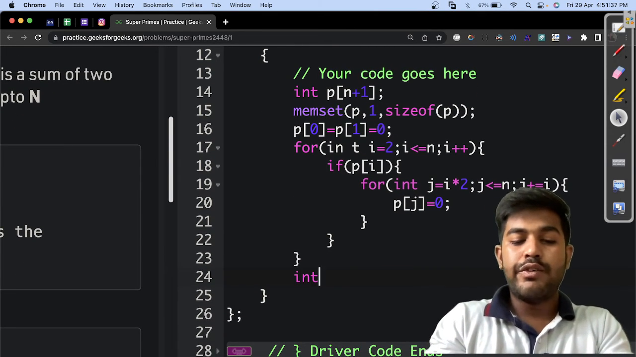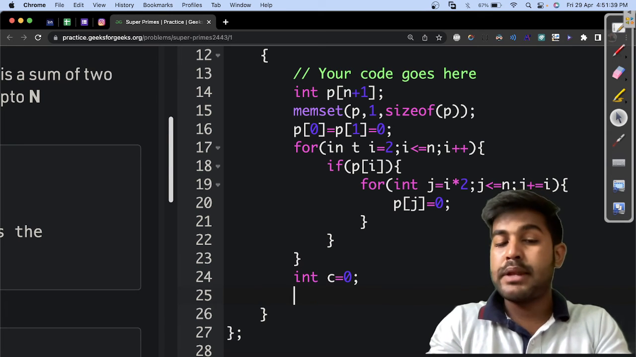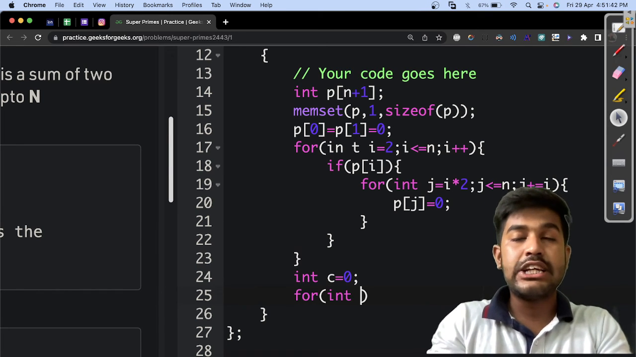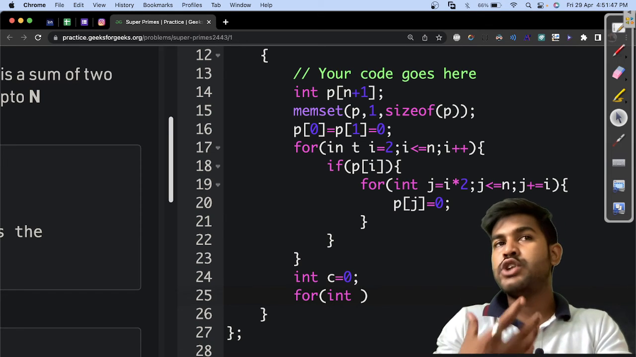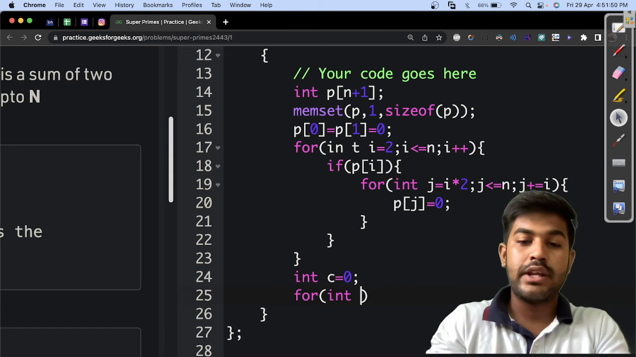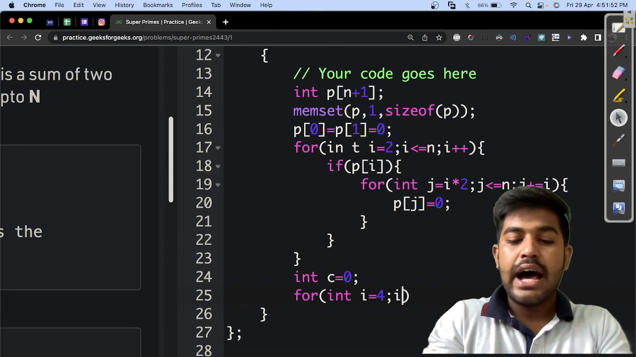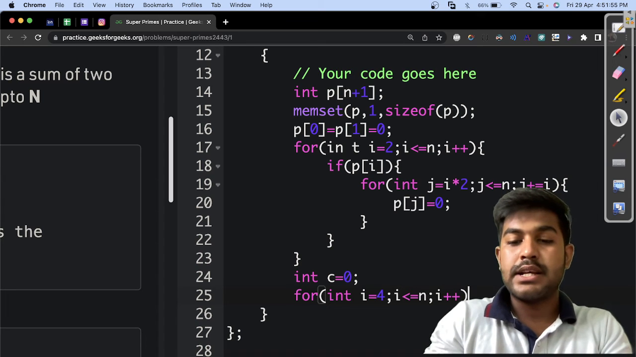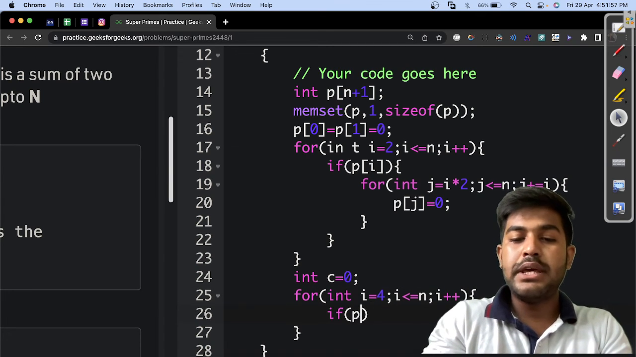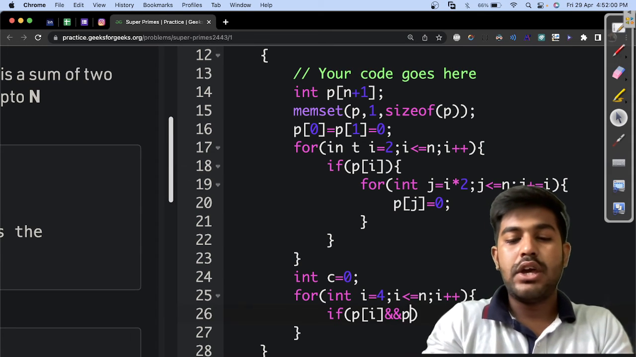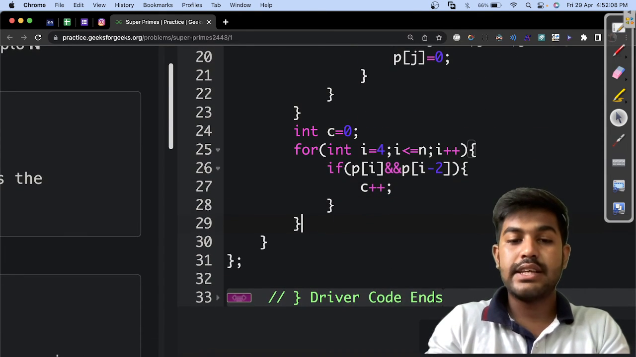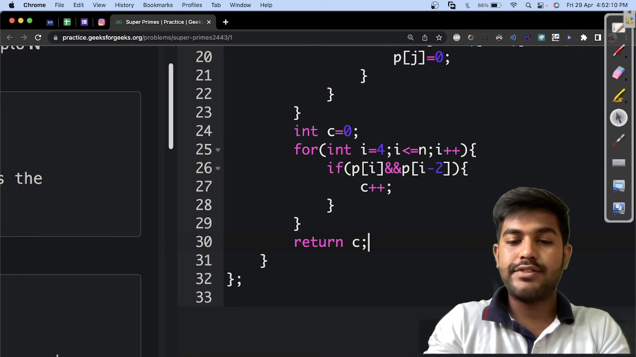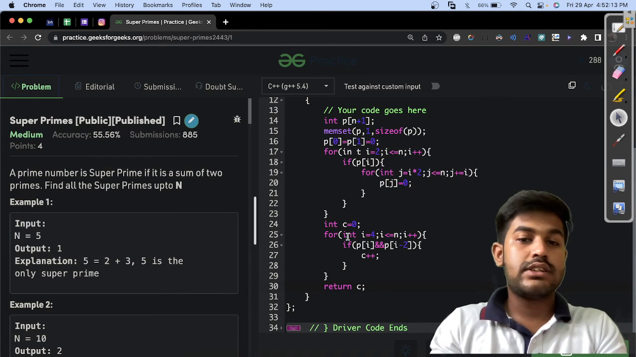Okay, so now we would have a counter to store the number of super primes we have. Next we would start the iteration from int i equals 2, but 2 is not a super prime, and 3 can't be clubbed with any other number. So int i equals 4, i less than or equal to n, and i plus plus. Now if p of i is true and p of i minus 2 is also true, then we would increment the value of c, and then we would return the value of c. Now let us do a dry run.